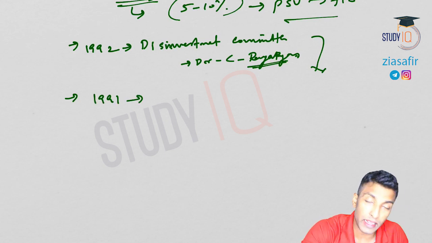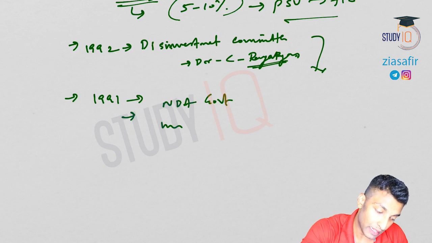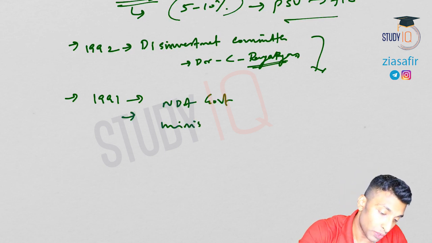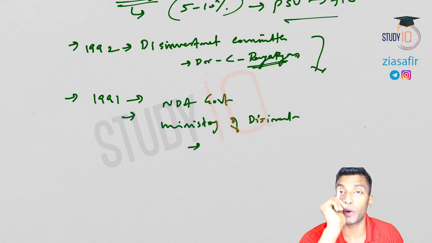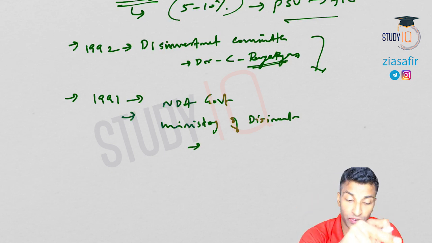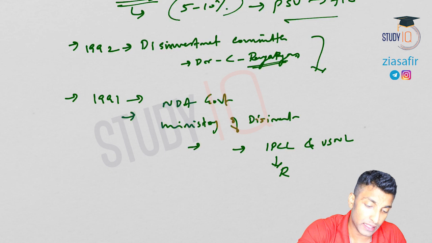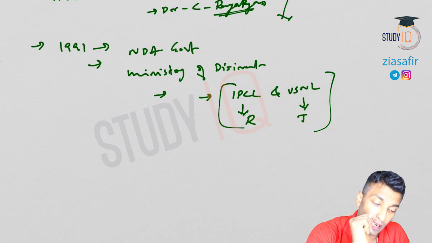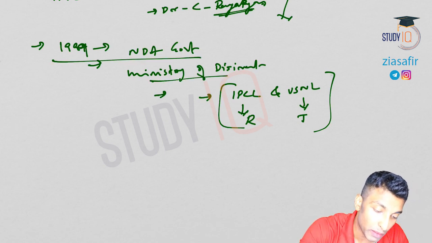So in 1999, when the NDA government came, the Ministry of Disinvestment was created. Till then it was a department which was taking care of this, but now a separate ministry was created for this particular purpose, that is for disinvestment. And if you remember, in the previous session when we discussed the public sector, we discussed Navratnas. In Navratnas, I told you IPCL and VSNL were sold, right? IPCL was sold to Reliance and VSNL was sold to Tata. So this we have discussed over there already, so I'm not getting into that detail now. So not in 91, this is 1999, the Government of India, Ministry of Disinvestment.